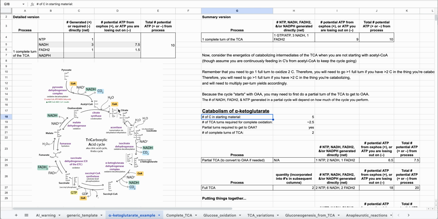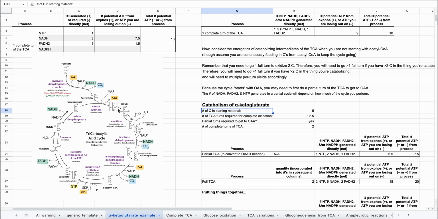So if you completely oxidize a molecule, what you're saying is you're converting all of the carbons to CO2. And the CO2 can't be bound to anything else. The carbons can't be bound to anything but oxygen in CO2. And so you're basically getting rid of the carbons that way. And so you need to go 1 turn of the cycle for 2 carbons, and so if you have more than 2 carbons, you're going to need to go more than 1 turn of the cycle.